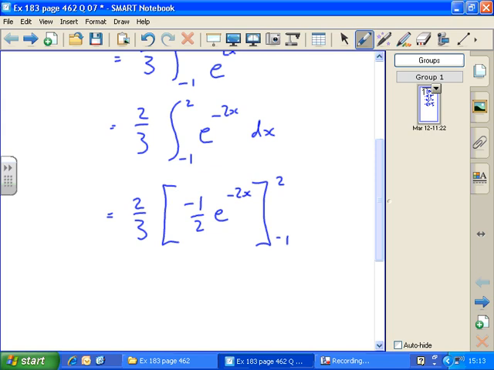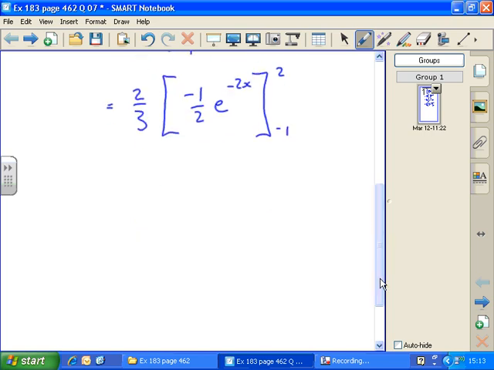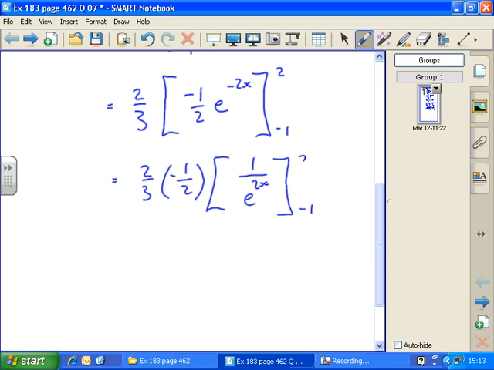The -1/2 can come outside the integral, so this becomes 2/3 times -1 over 2, and then inside we've got e to the -2x, which is 1 over e to the 2x between -1 and 2. Well, the 2's cancel, leaving -1/3 times 1 over e to the 2x between -1 and 2.